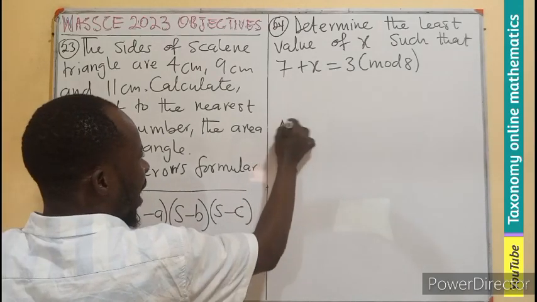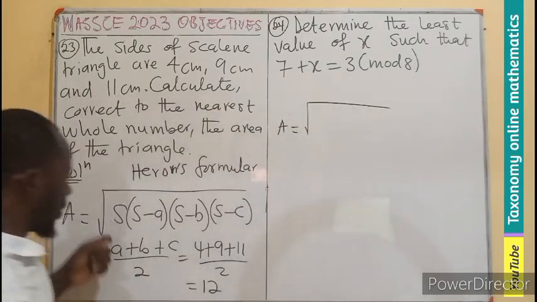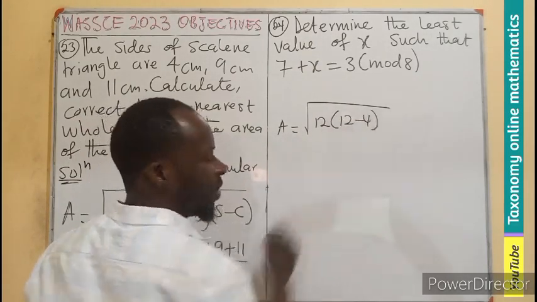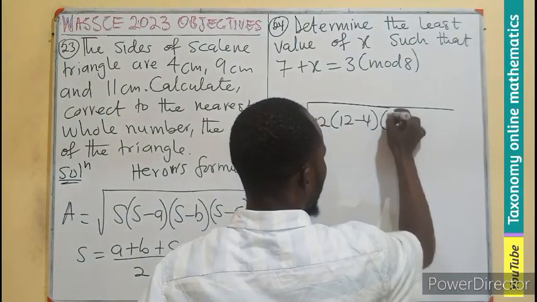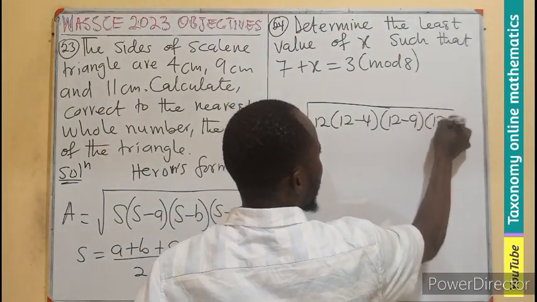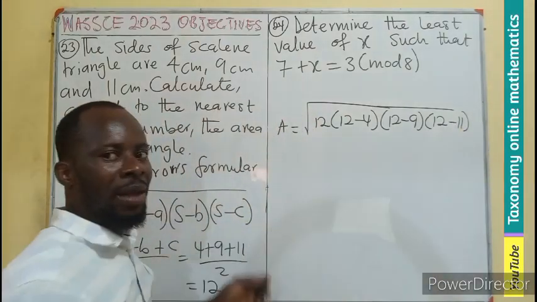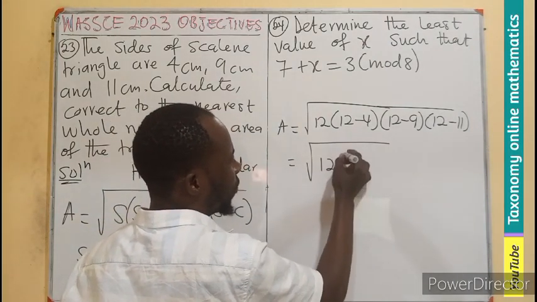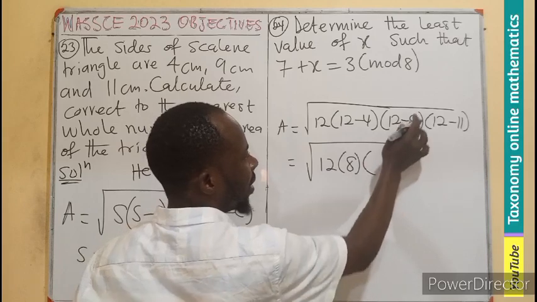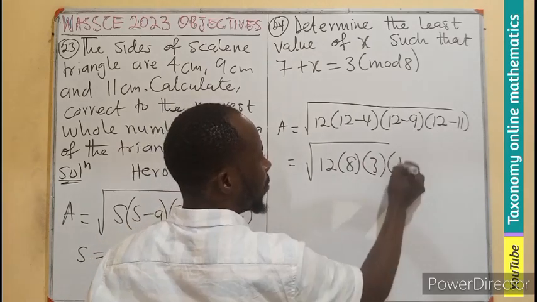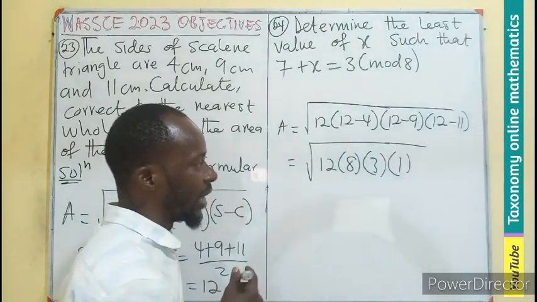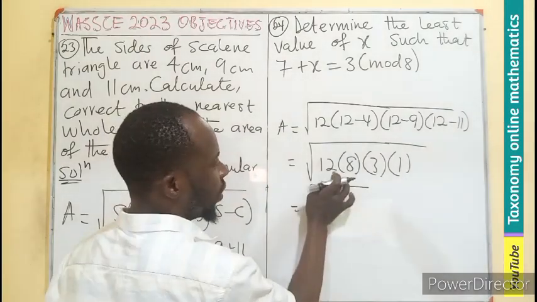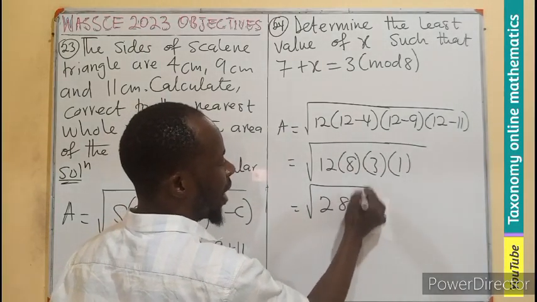So in finding the area, I am only going to do substitution. Semi-perimeter will be 12 times (12 minus 4, which is the first side of the triangle), (12 minus 9), (12 minus 11). So per our substitution, that is what we are going to have. So I'll have 12 times 8 times 3 times 1. That is the subtraction from the bracket. So this is going to be 24 times 12, and 24 times 12 gives us 288.